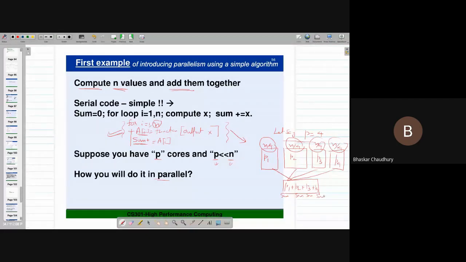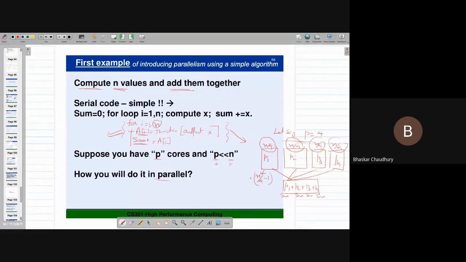Okay. Now, in terms of computations, are we doing any extra computation? Just in terms of computations. So how many additions are you doing here? n by 4 minus 1. Exactly, n by 4 minus 1.